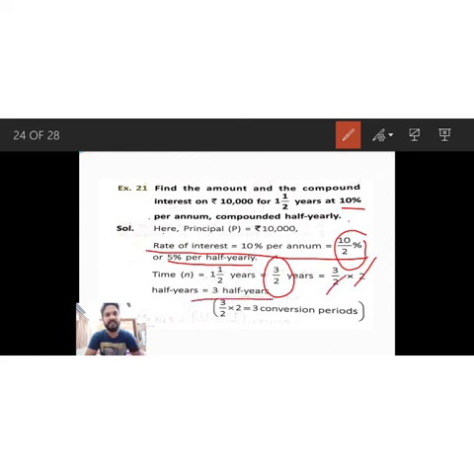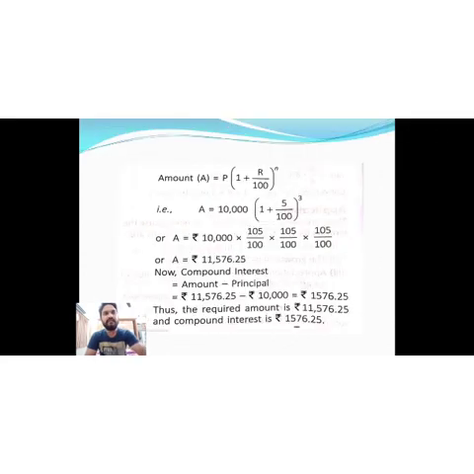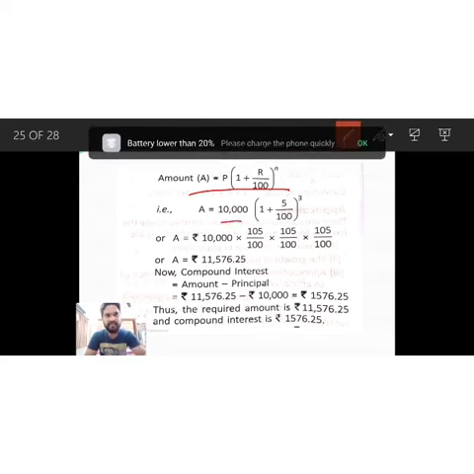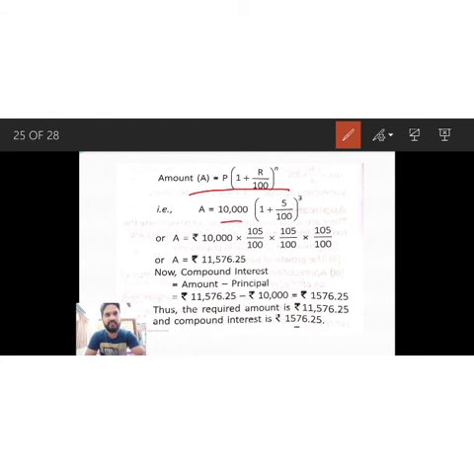Our n, meaning time, is 3 and a half years. Now simply we have to write the values in the formula. Our formula is amount A equals P times (1 plus R upon 100) raised to N. The principal is 10,000. So here is the 10,000, then (1 plus 5 upon 100) raised to 3.